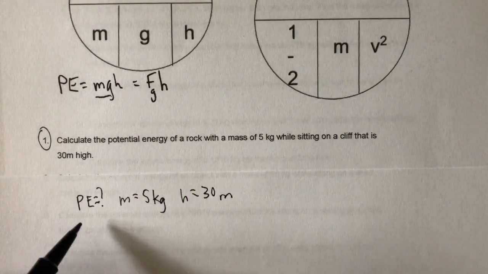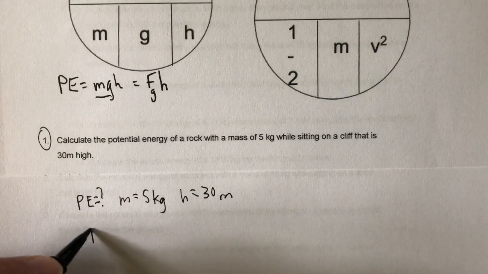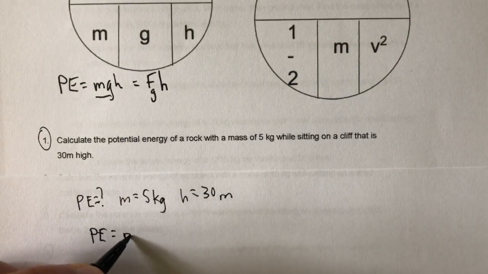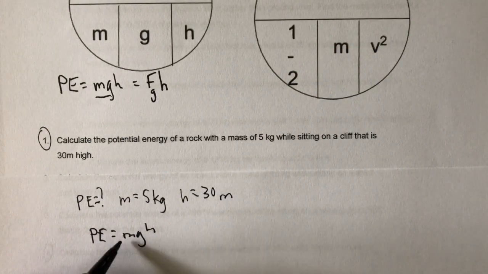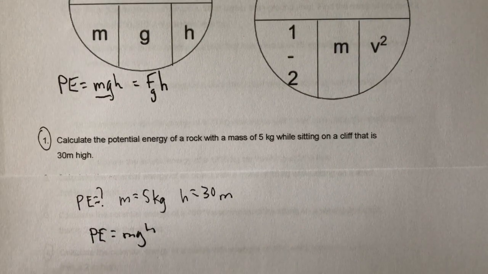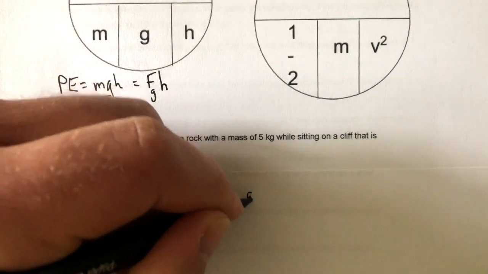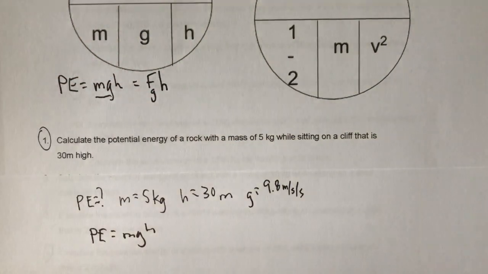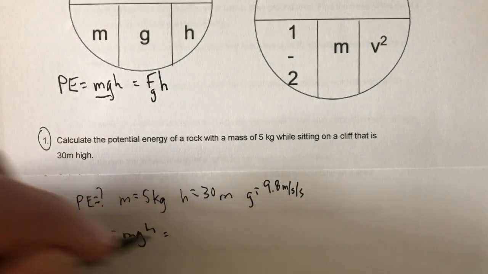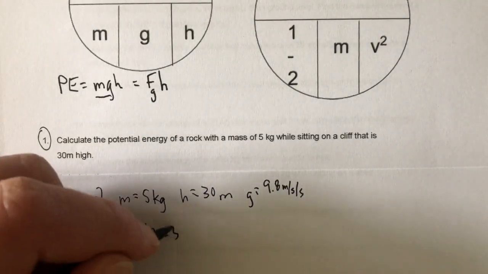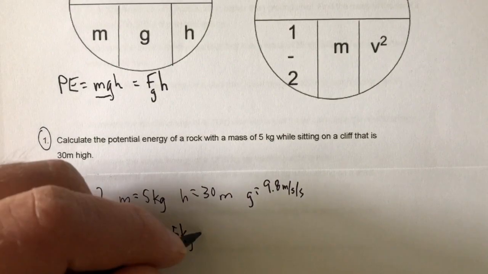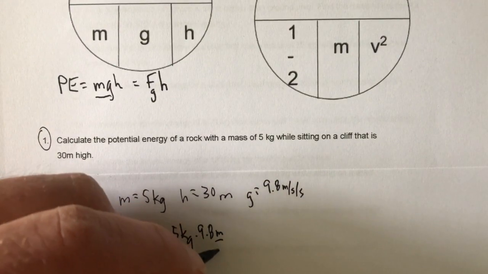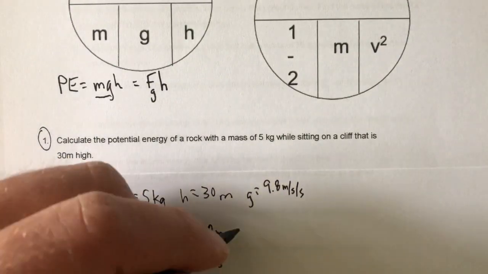All right, now our equation for PE is PE equals mgh. And we've got m and we've got h, but we don't have g. However, because we're here on Earth, we always know what g is. G is 9.8 meters per second per second. And from this point on, I can just plug my numbers in. I go 5 kilograms times 9.8 times 30 meters.